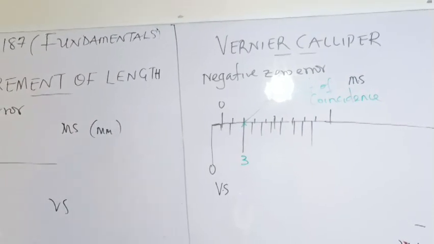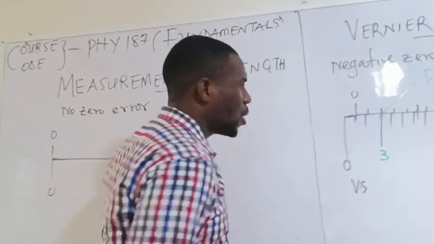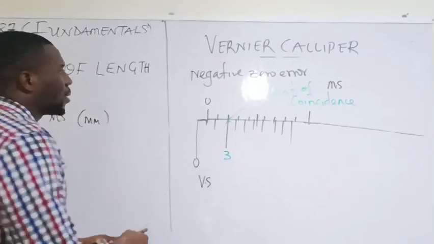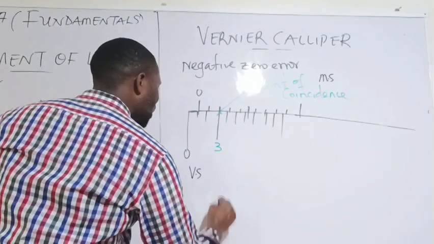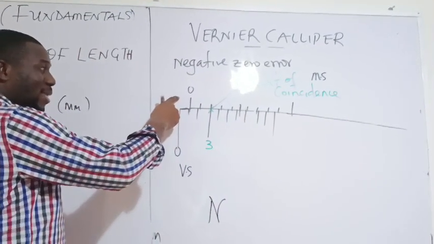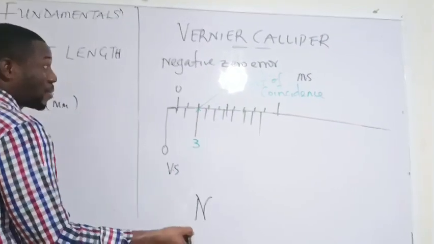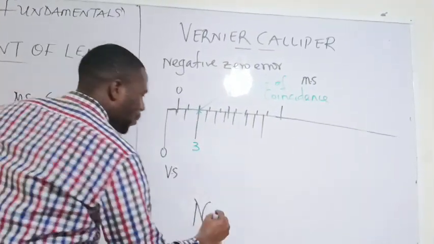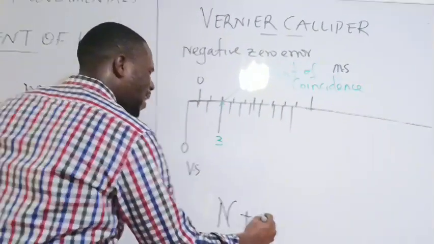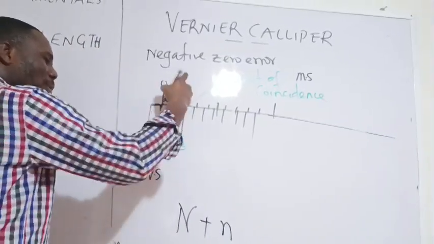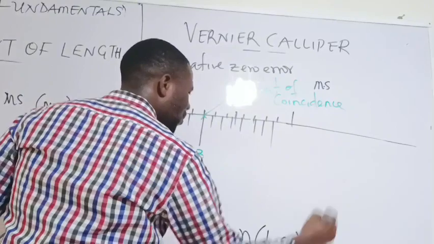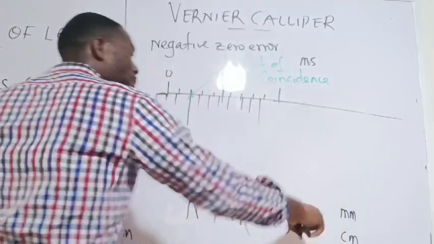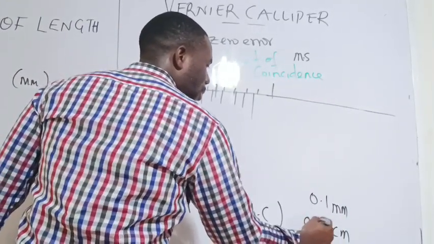Alright, so how do we really make room for the negative 0 error now? We could calculate this with a general formula. It is simply the number of main scale divisions before the 0 mark on the vernier scale, plus the number of the vernier scale divisions that merge with the main scale division multiplied by the least count. And of course, we know what the least count would be, both in millimeter and in centimeter. In millimeter, this would be 0.1, and this would be 0.01 in centimeter.